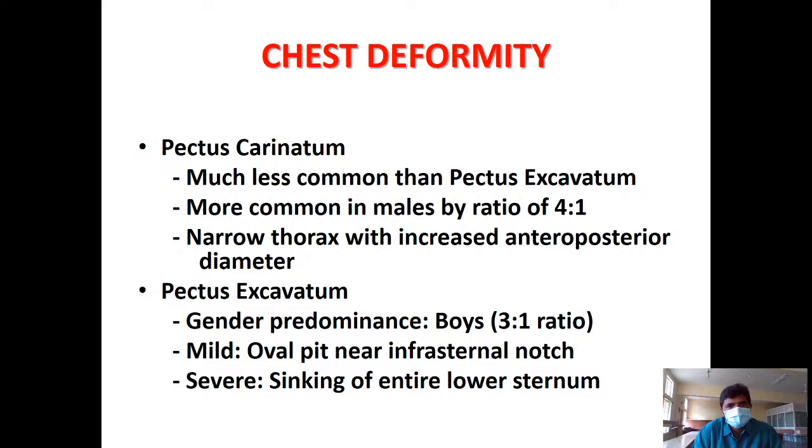Pectus carinatum is a pigeon-shaped chest, nothing but a narrow thorax with increased anterior-posterior diameter, whereas in pectus excavatum you can see sinking of the lower part of the sternum, sometimes a mild defect. Sometimes mothers bring their neonate with complaints of a prominence over the xiphisternal area, which is nothing but the tip of the xiphisternum being prominent. This is a mild spectrum of pectus excavatum, which is quite natural and physiological, and in due course of time it will get resolved. That is the thing you need to communicate to the mothers. A severe variant of pectus excavatum is sinking of the lower part of the sternum.